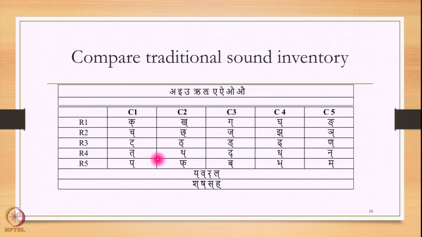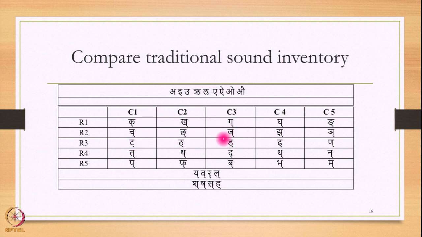Now, these 5 rows and 5 columns give us 25 consonants. So these are called the sparsha consonants, and we shall look at the description of these sounds in detail when we look at the process of speech production. Right now, we can only say that there are 5 columns, each column mentioned as C1, C2, C3, C4 and C5, and there are 5 rows, R1, R2, R3, R4 and R5. So each and every consonant can be referred to by this notation, R1, C1, R1, C2 and so forth. We can also refer to consonants vertically by referring to the column in which they are put.